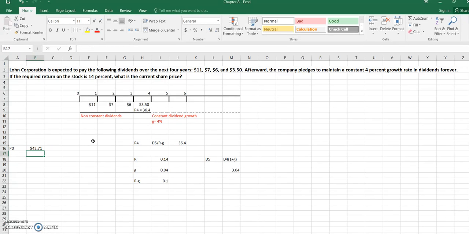Then I'm going to close the parenthesis, and the price is 42.71. So the price today, the maximum that you need to pay for this stock, is 42.71 in order to get a 14% return and have all of these cash flows in the future.